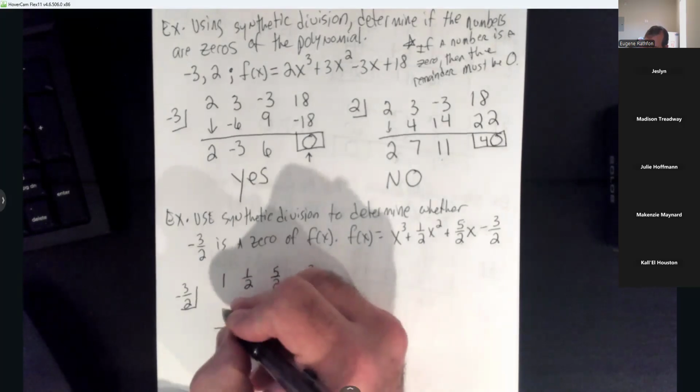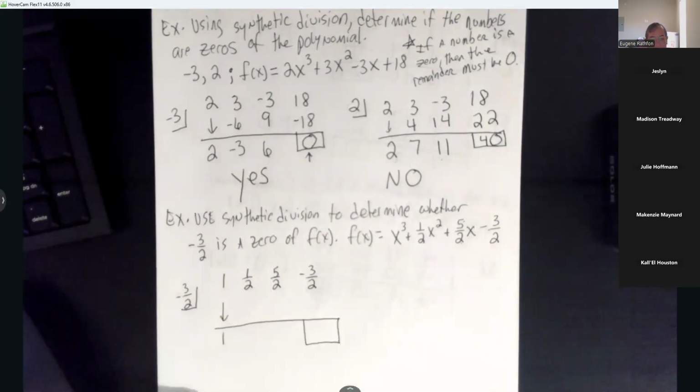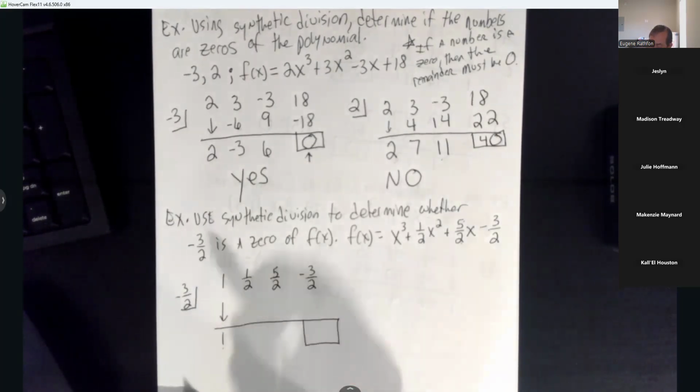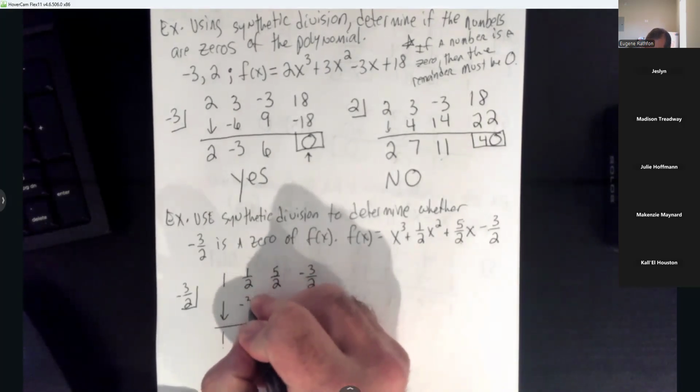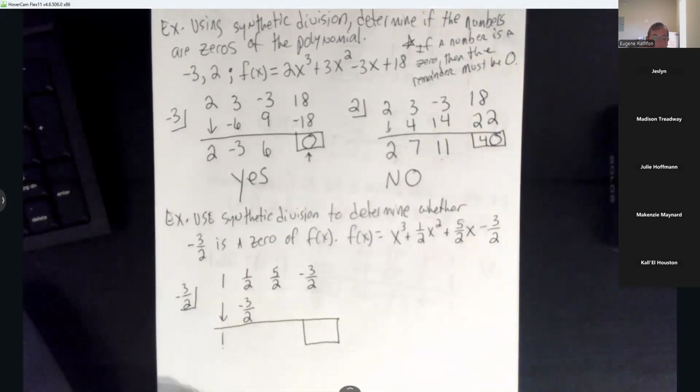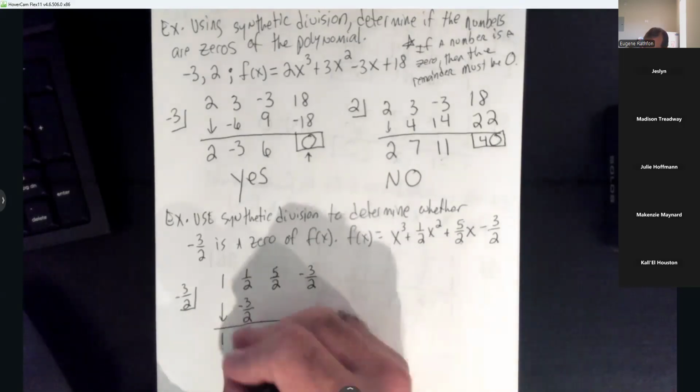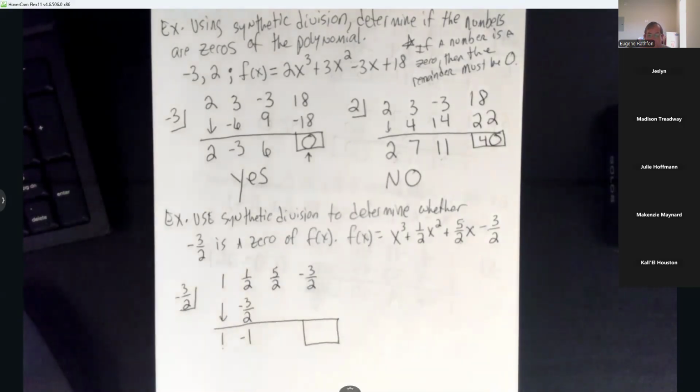So, let's do this. Bring the first number down. Then watch this. 1 times a negative 3/2 is a negative 3/2. So when you add fractions, they got a common denominator, so that means you do the adding on top. So 1 and negative 3 is a negative 2 on top over 2. Negative 2 over 2 makes that a negative 1.